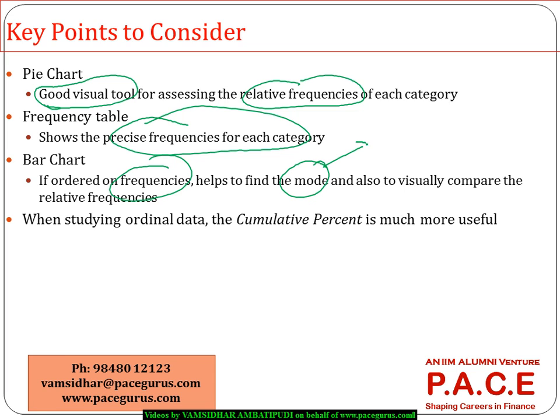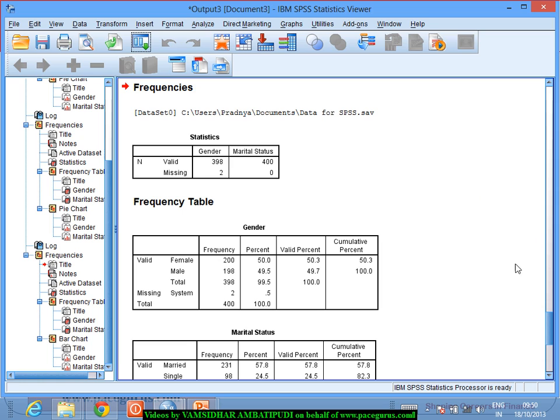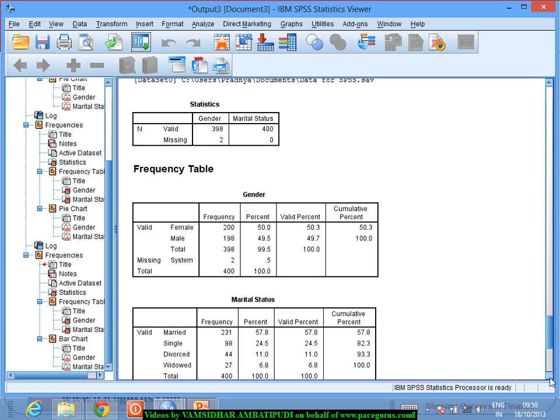We will be looking at the definition of the mode slightly later, but the typical meaning of the word mode is the most frequently occurring value. Most frequently occurring value is what we call the mode. So we can very well compare the relative frequencies and all very interestingly. So the frequency table, you can forget about it.